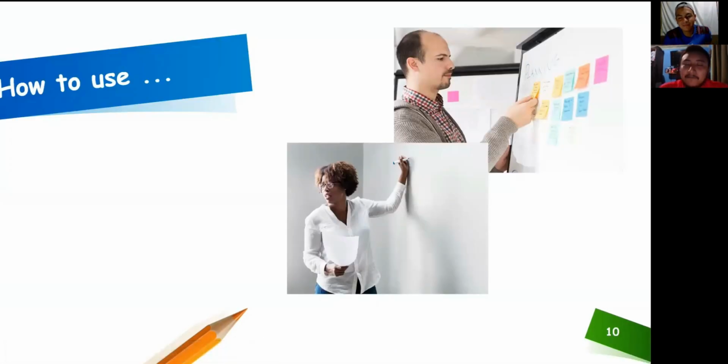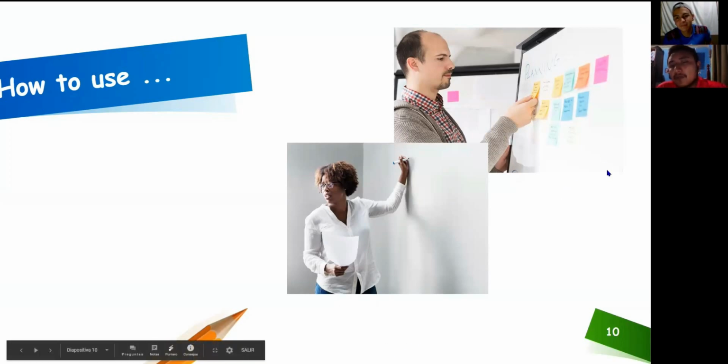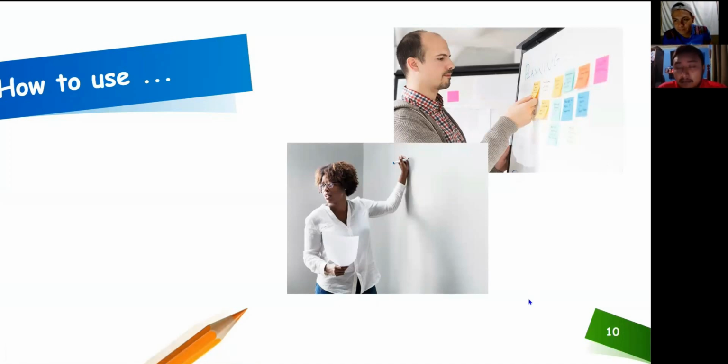Okay, so based on everything we have been through in this workshop, Daniel, how do you think we use the SMART criteria? I think that we can use this SMART criteria when we are creating the goals of our classes, of our lessons. So I would say when we are planning and preparing the material.